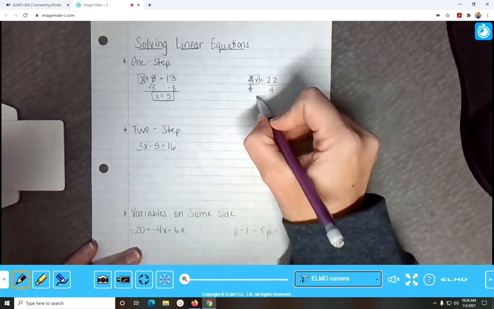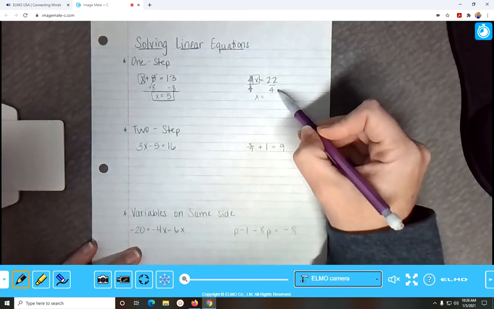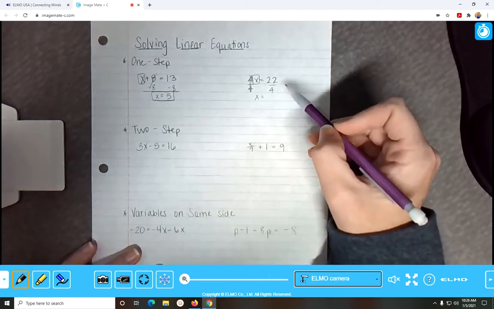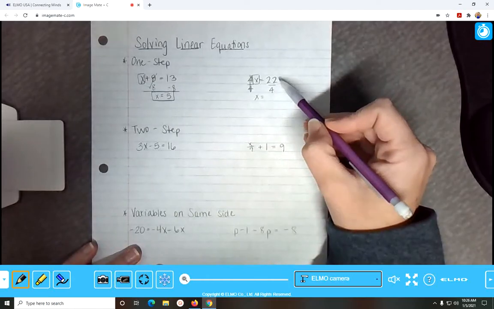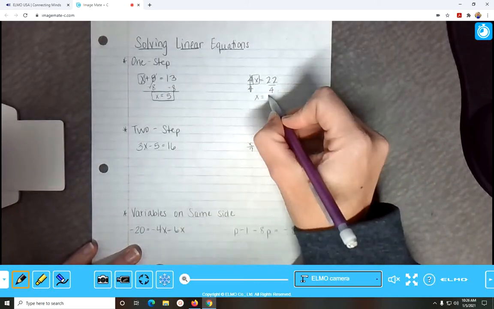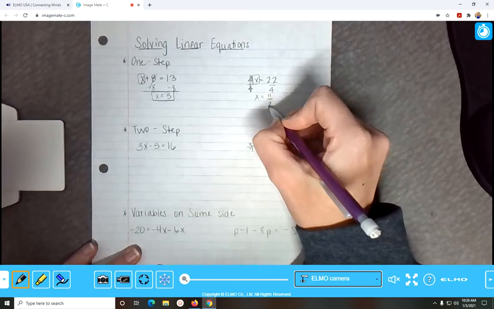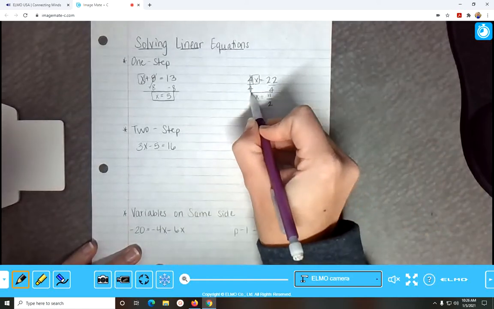So those cancel, and we get x equals, and then 22 divided by 4 is not a nice whole number, so we want to reduce this fraction instead. So to do that, you try to think of the largest number that'll divide into both of these numbers evenly, which in this case is 2. 2 goes into 22 11 times, and 2 goes into 4 2 times. So our answer is 11 halves.